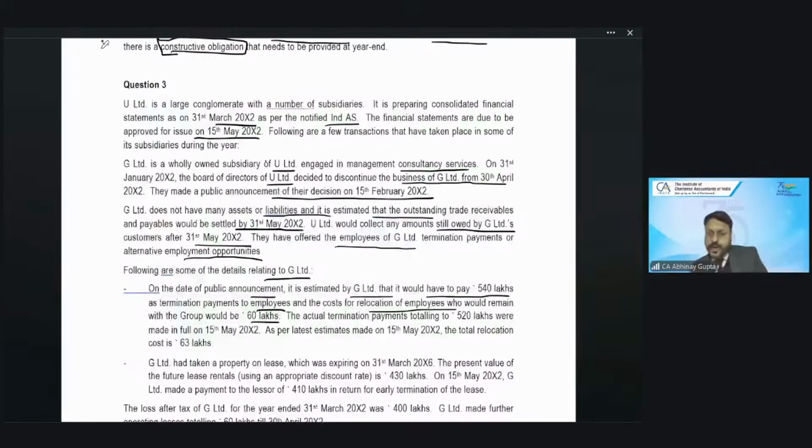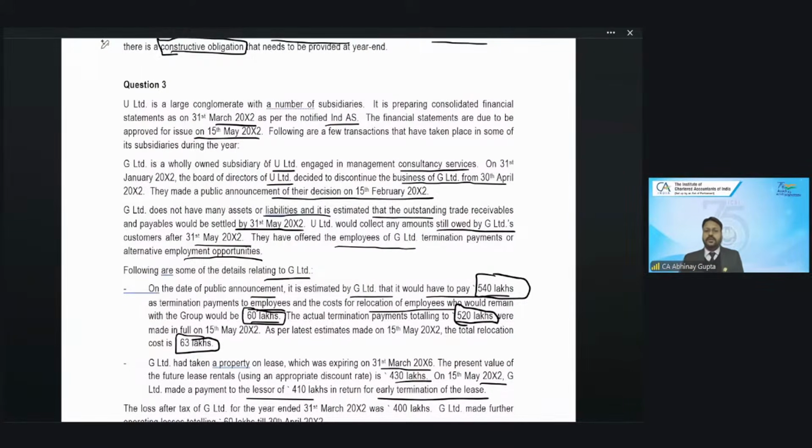So 540 lakhs was the estimate which the company has made, against which 520 lakhs is actually paid, and 60 lakhs was the relocation expense estimate against which 63 lakhs has actually been incurred, right? So these are the facts. GE Limited has taken a property on lease which was expiring on 31st March 2006. The present value of the future lease rentals using the appropriate discount rate is 430 lakhs. On 15th of May 2002, GE Limited made a payment to the lessor of 410 lakhs in return for early termination of the lease, right? So 430 lakhs was the estimate against which 410 lakhs was the payment made.